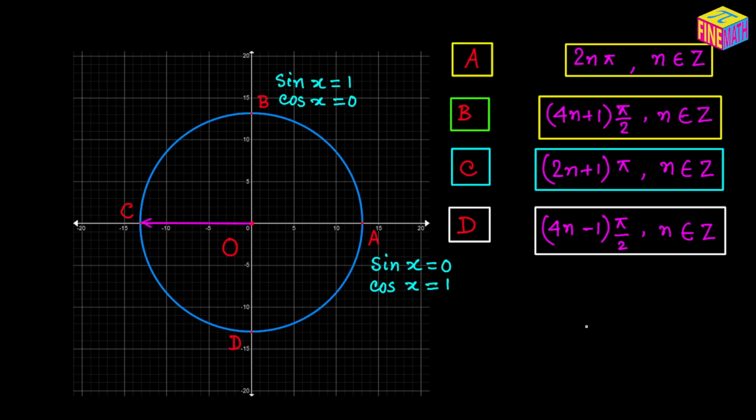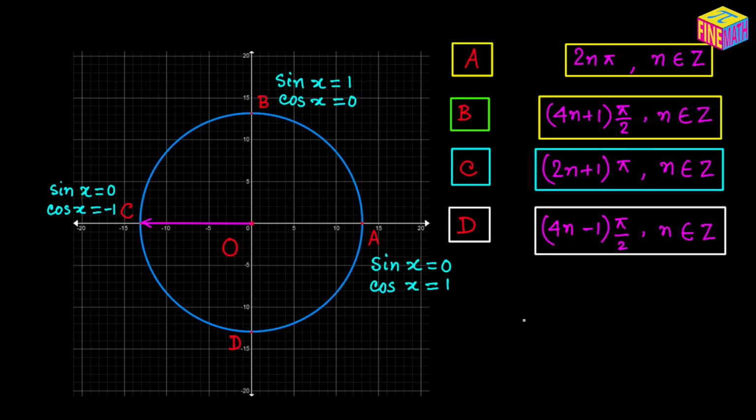Now let's talk about the position C. The coordinates of point C are actually negative 1, 0. The x coordinate is negative 1 and y coordinate is 0. So sine of x would be 0 and cosine of x would be negative 1. And again with the same assumption that the position of the ray is making an angle of x radian with the positive direction of the x-axis.